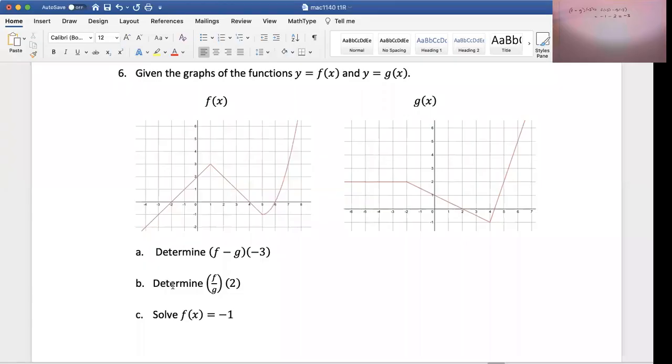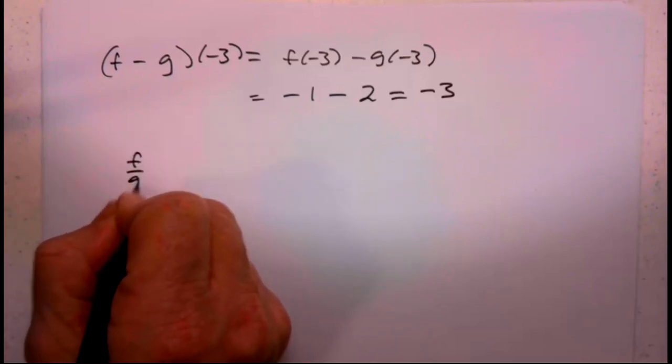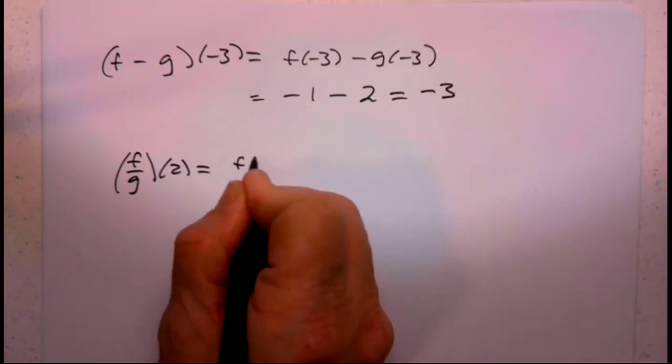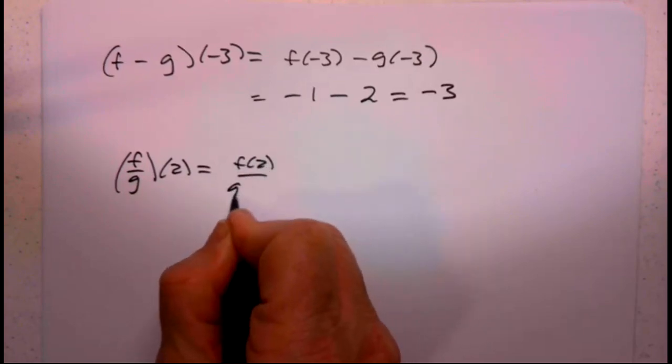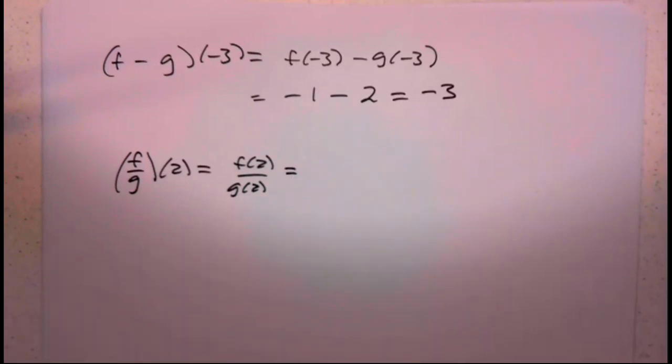Okay, what do we have next? F divided by g of 2. Okay. So f divided by g is a new function. F divided by g of 2 means f of 2 over g of 2. So let's look at our graph. Let's see what is f of 2. Let's see what is g of 2.